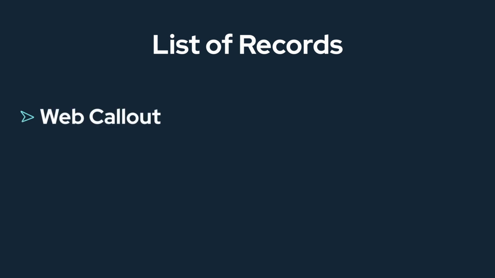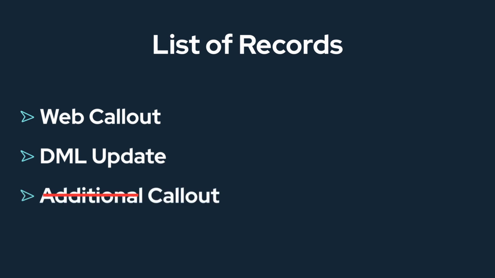Let's take our previous example of processing the list of records. We need to perform the following: call out to the third-party site, and update the record with DML. The order matters in this case. We cannot make additional callouts after the DML statement. If we wanted to also send an email to the contact, we would run into the same problem.